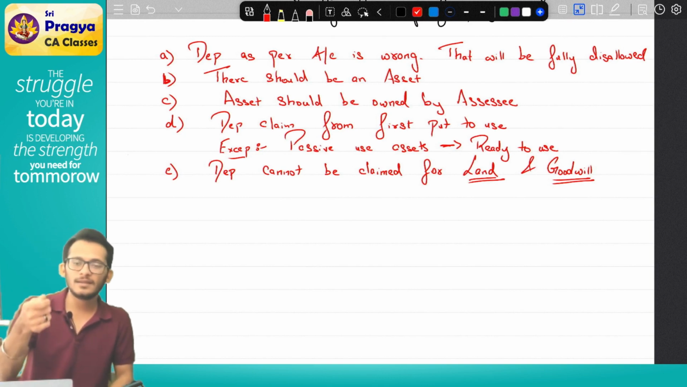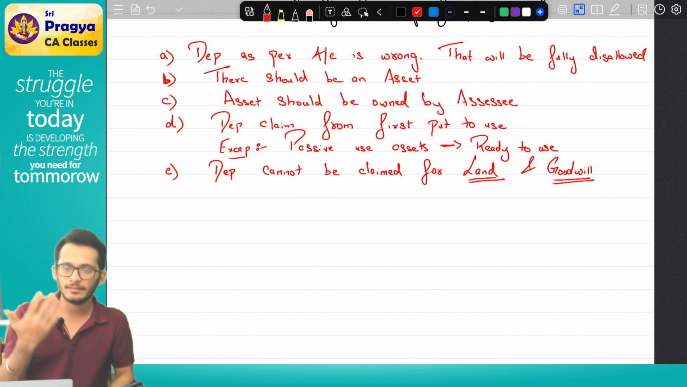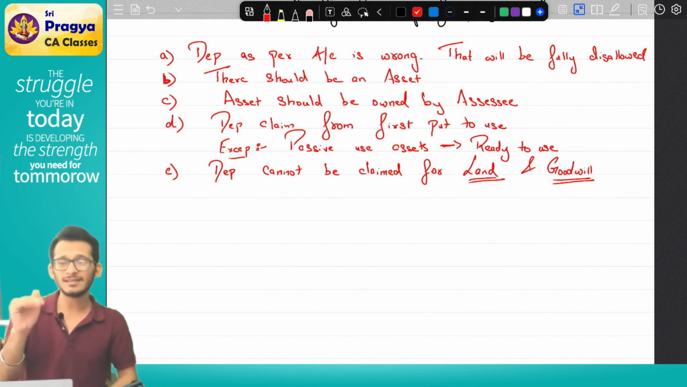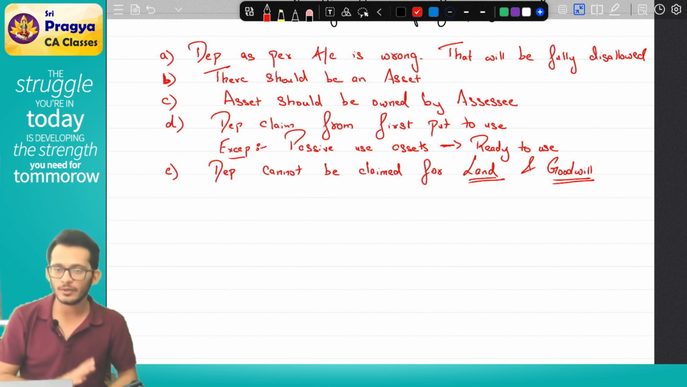It is the purchase consideration paid minus the net assets. Yes or no? Yes. So they said purchase consideration minus net assets. What you have done is right. What you valued is correct.